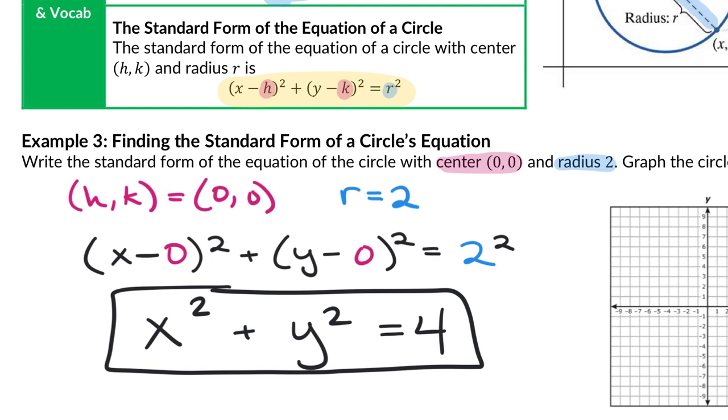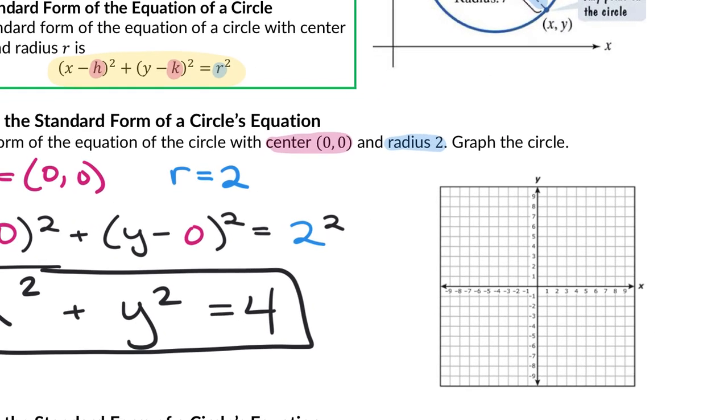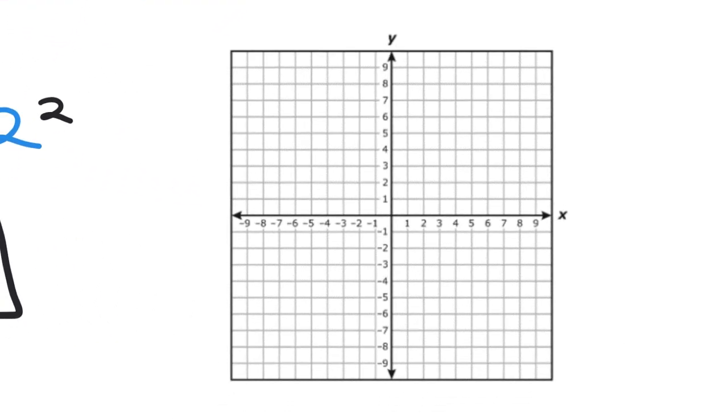If we were graphing this information, all we would need is that center and that radius. I'm going to zoom in because I want to make this accurate. We put the center at the center. Here's 0, 0. That's the center of my circle.